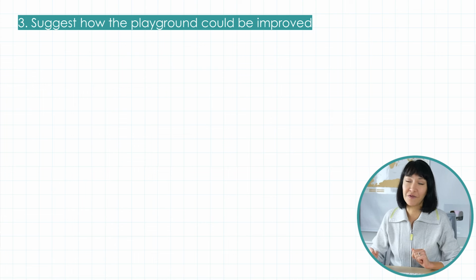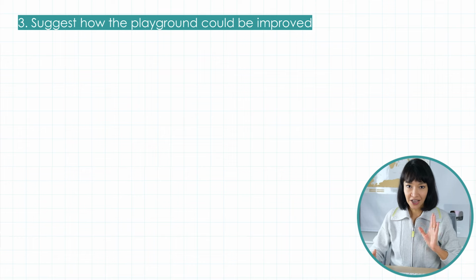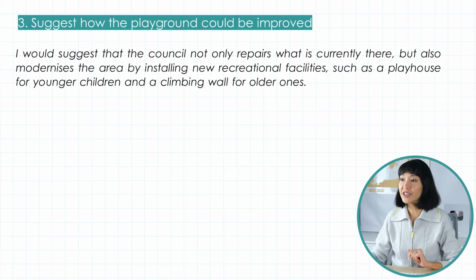However, just as before, we don't want to overcomplicate the suggestions. Here, I decided to point to just two main ones, proper maintenance and some updating. Here is the first sentence. It's very complex. I would suggest that the council not only repairs what is currently there, but also modernizes the area by installing new recreational facilities, such as a playhouse for young children and a climbing wall for older ones.